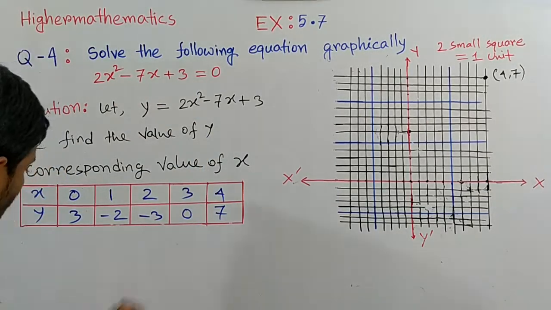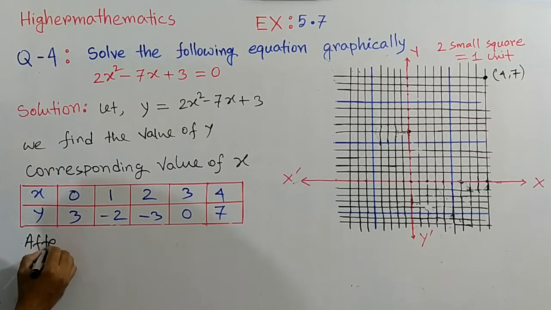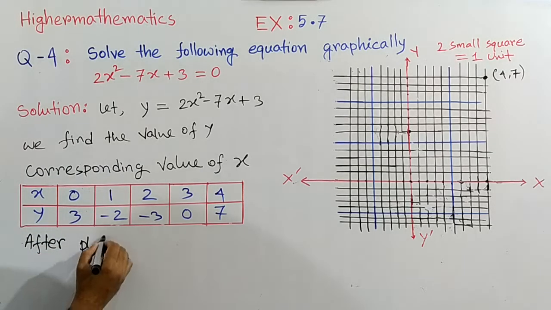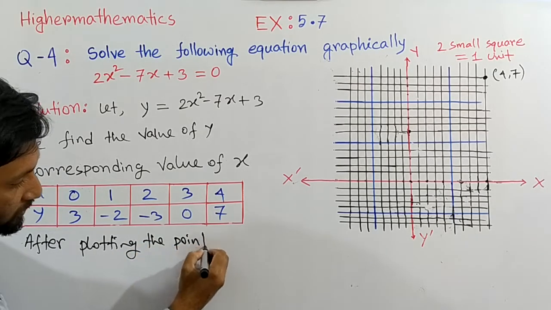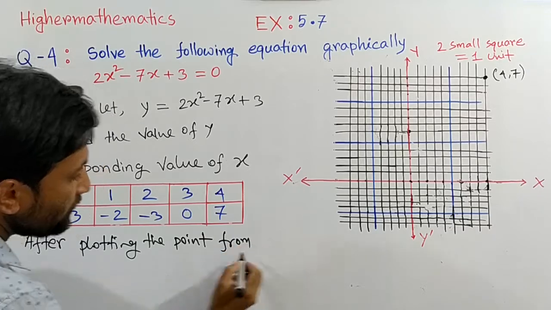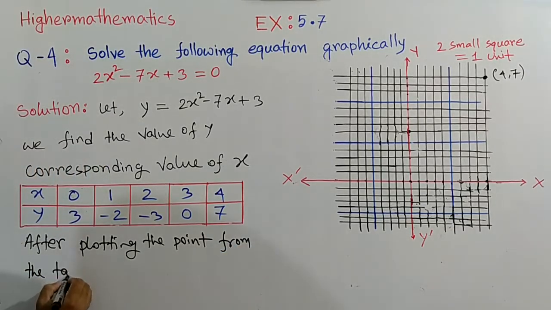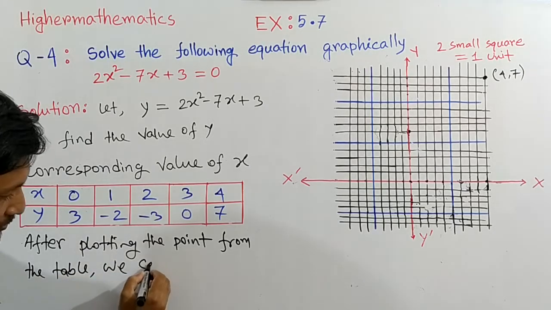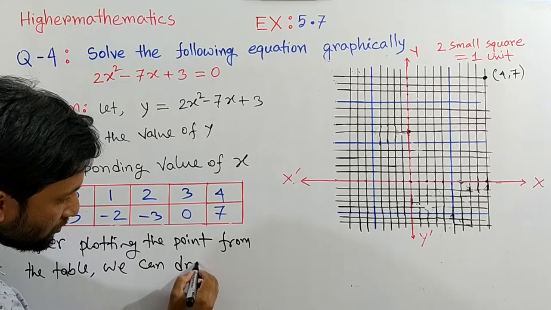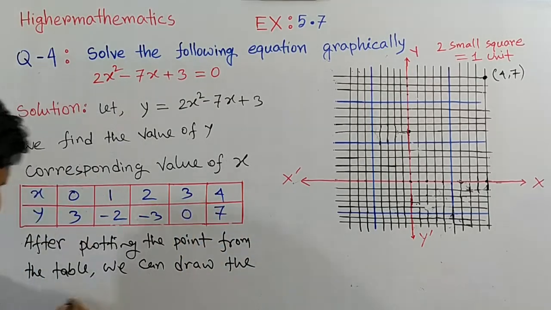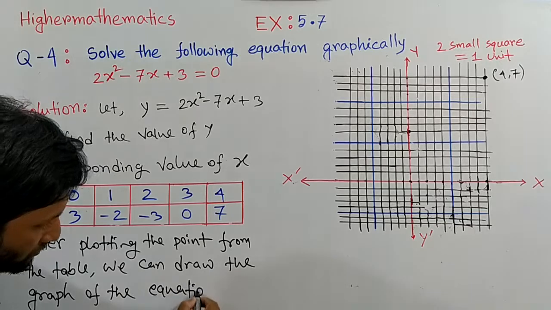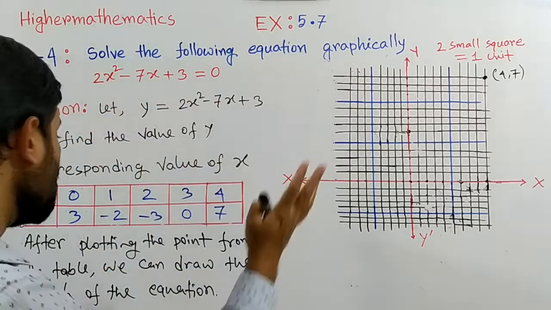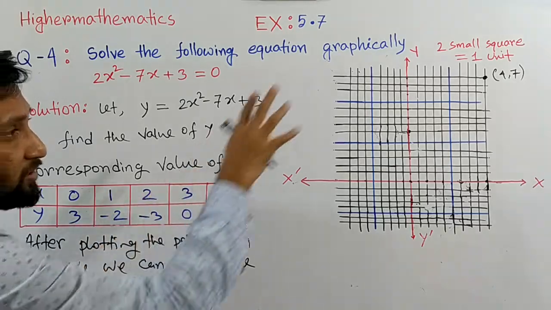So we can write: after plotting the points from the table, we can draw the graph of the equation. So now we plot the points from the table on the graph.